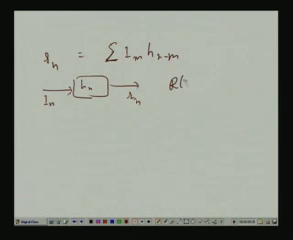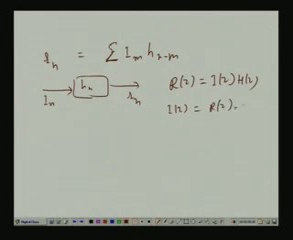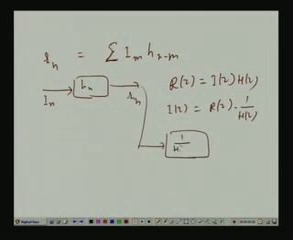That means, what is R z? That is I z times H z. So, what is I z? That is R z times 1 by H z. Now, that means, if I take this and pass it through a system 1 by H z, what will I get? I should get back I n. The problem is, H z is what? It is just the z transform of the sequence h n.